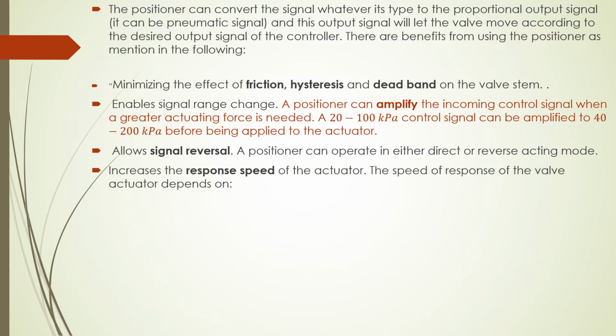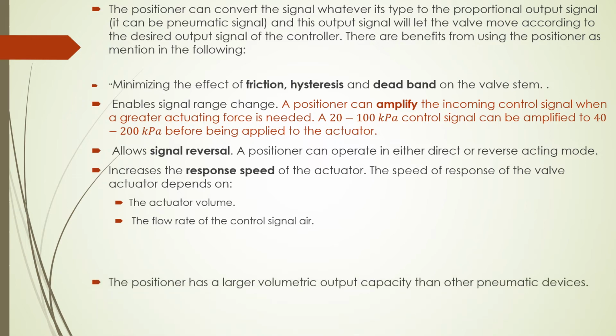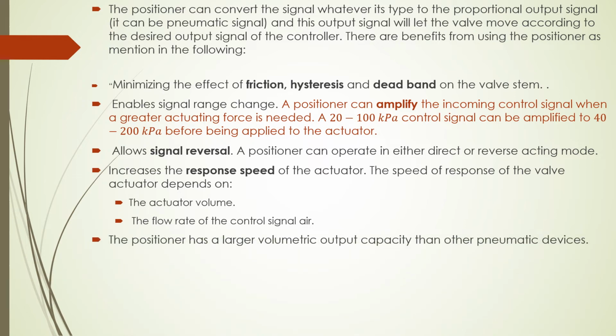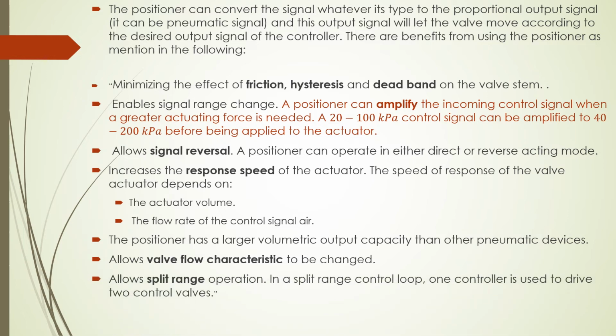The speed of the response of the valve actuator depends upon the actuator volume and the flow rate of the control signal air. The positioner also has a larger volumetric output capacity than other pneumatic devices. It also allows valve flow characteristic to be changed. And finally, we can have split range operating. In the split range control loop, one controller is used to drive two control valves.